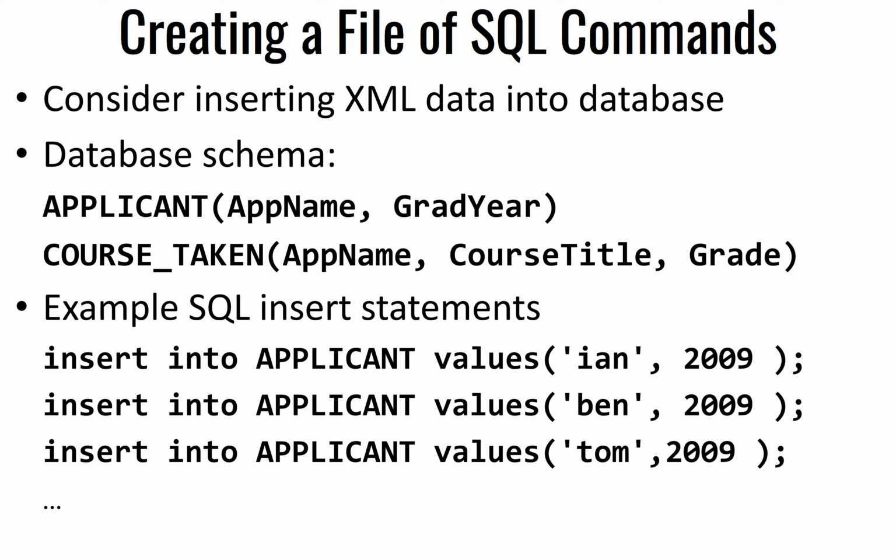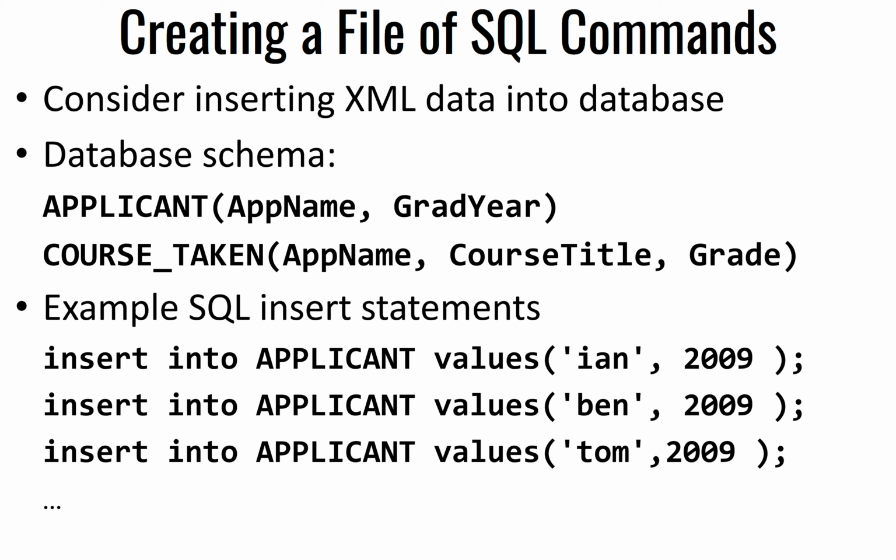So for instance, we would like to be able to convert the XML document into these two tables, right? An applicant table and a course taken table, with, I think, a foreign key and primary key pointing to each other, right? The applicant and the course that was taken.